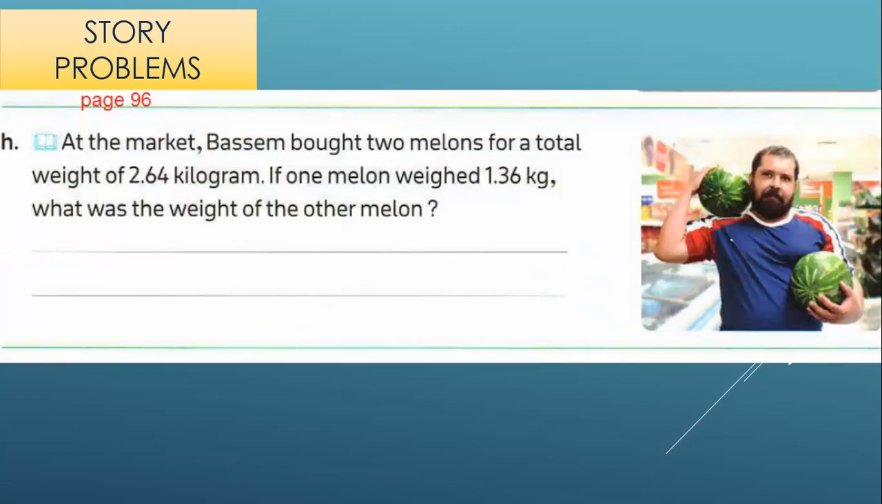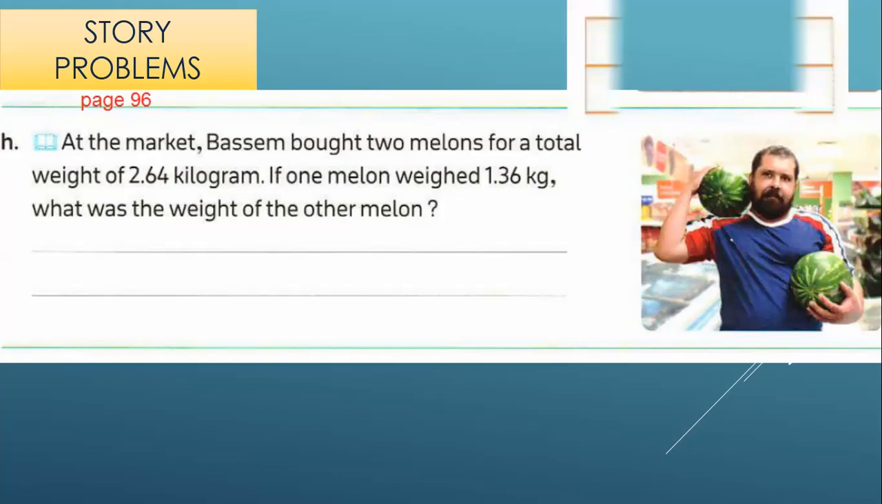At the market, Basim bought 2 watermelons for a total weight of 2.64 kilograms. If 1 melon weighs 1.36 kilograms, what was the weight of the other melon? So we have the total weight of the 2 melons and we have the weight of 1 melon.